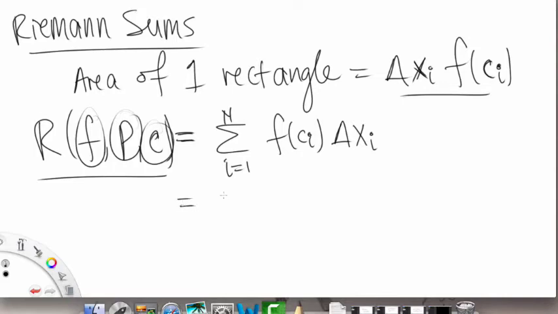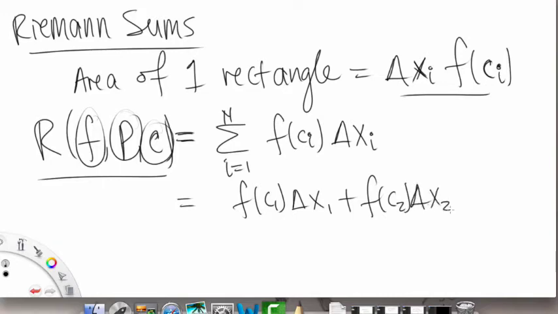So this means that we're going to take f of c sub 1 times delta x sub 1, plus f of c sub 2 times delta x sub 2, plus and so on, all the way up to f of c sub n times delta x sub n. So that's basically it. Again, this is more for your own reference or understanding. It's kind of an offshoot of the right and left endpoint approximations and the midpoint approximations.